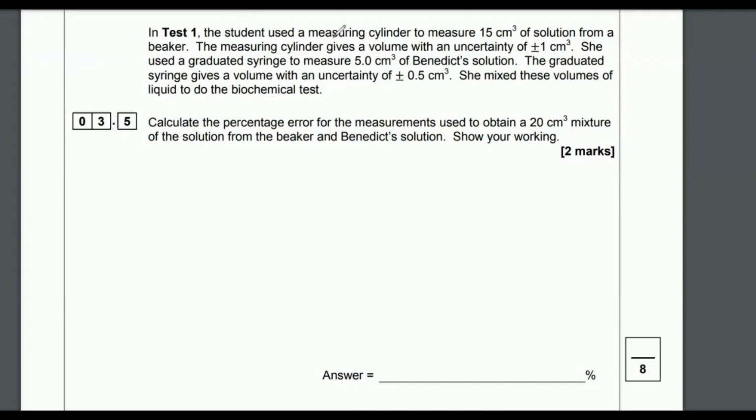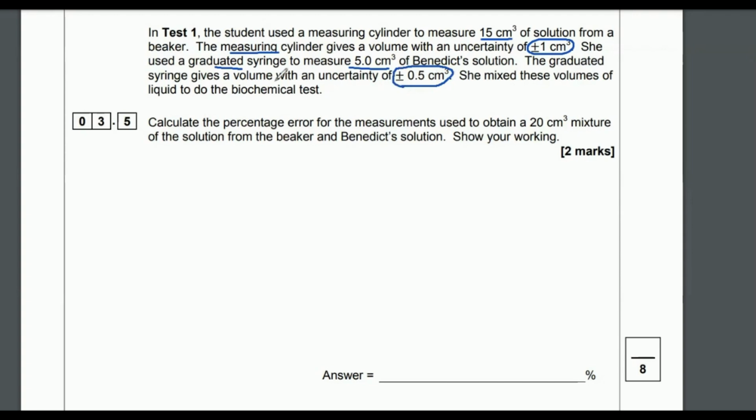So in test 1, the student used a measuring cylinder to measure 15 centimeters cubed from a beaker. The measuring cylinder gives a volume that has an uncertainty of plus or minus 1 centimeter cubed. She used a graduated syringe to measure 5 centimeters cubed. So that's a second measurement using a different piece of equipment. So we have a measuring cylinder and graduated syringe. The graduated syringe gives a volume with an uncertainty of plus or minus 0.5 centimeter cubed.